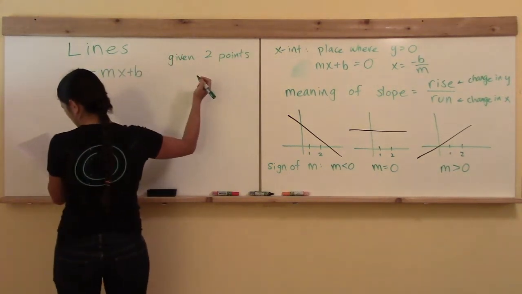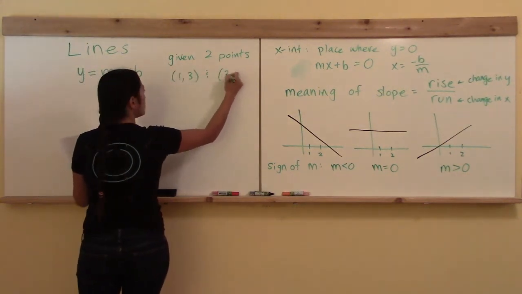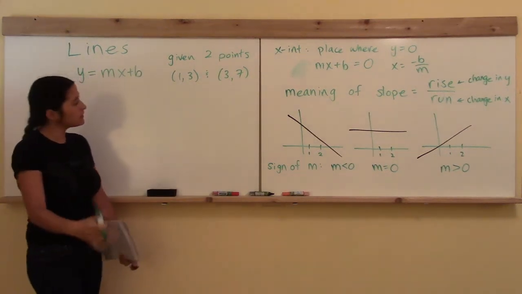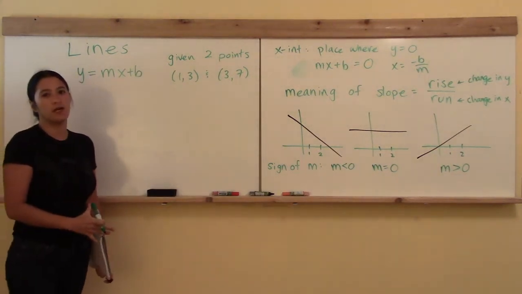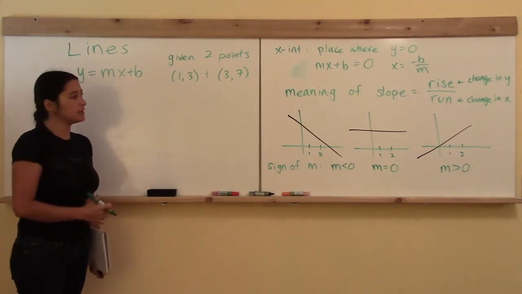And we've got 2 points right here for my example, (1, 3), and the other point is going to be (3, 7). Can you find the equation of a line? If you feel like you're already there, go ahead, you can pause the video right now and find this equation given these 2 points, and then you can make sure that you got it right.